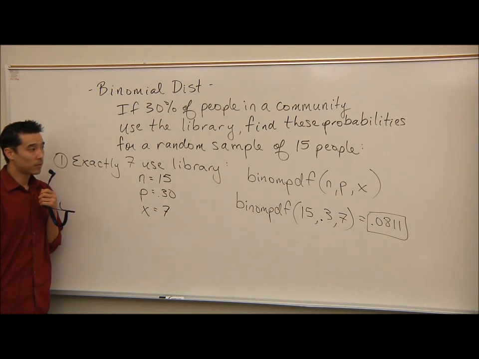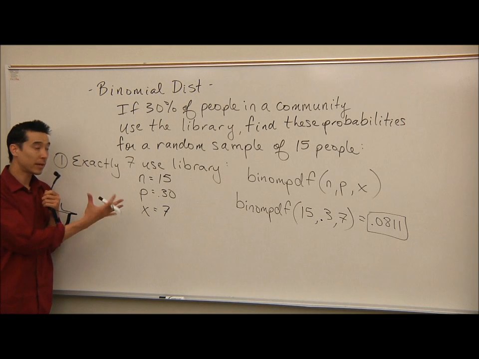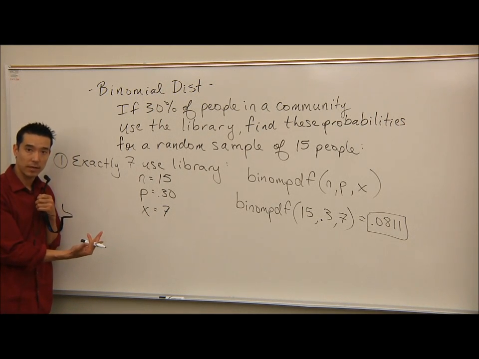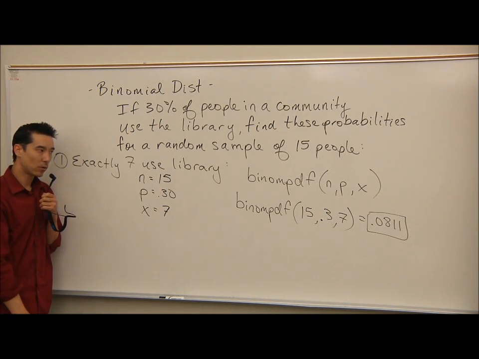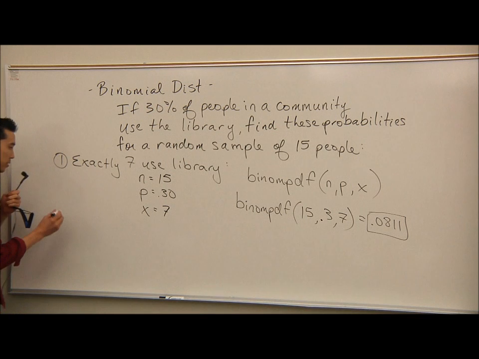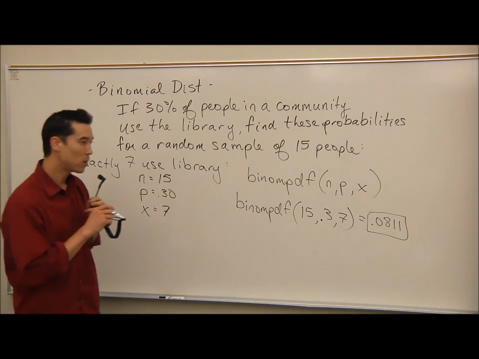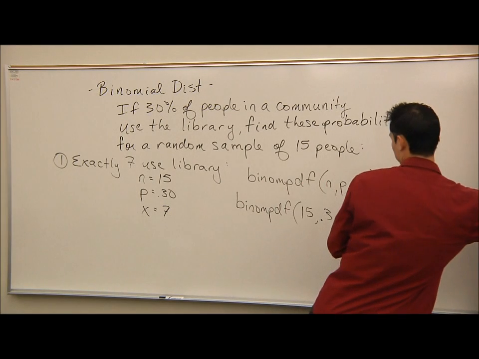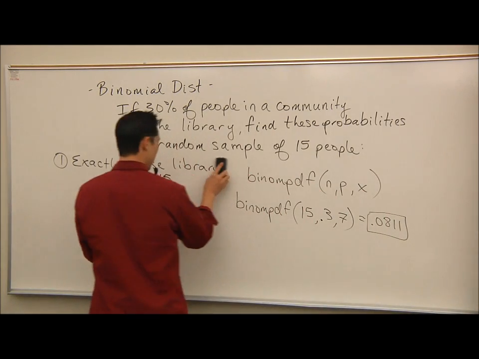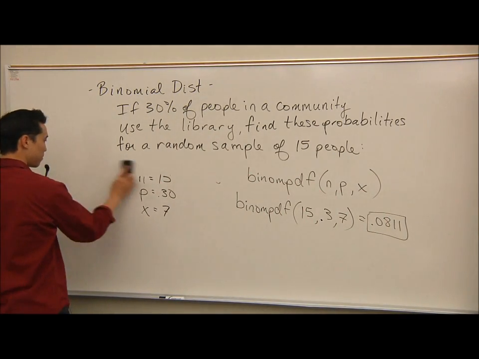So the reason why I'm introducing technology today is because a problem like this we wouldn't necessarily have to use it. Okay, but as we get more and more complicated with what we're asking, it's going to be very helpful to understand this. Okay, let's go to question number 2. Instead of exactly 7 use the library, how about at most 7 use the library? So no longer exactly 7. Question 2 is at most 7.